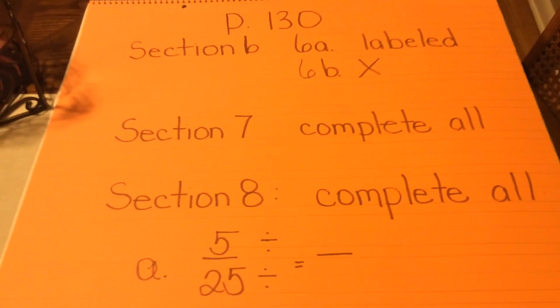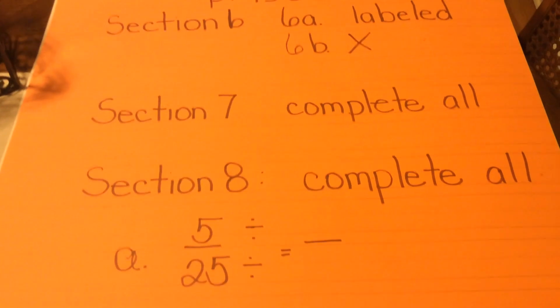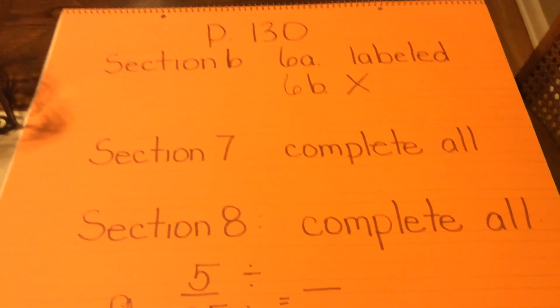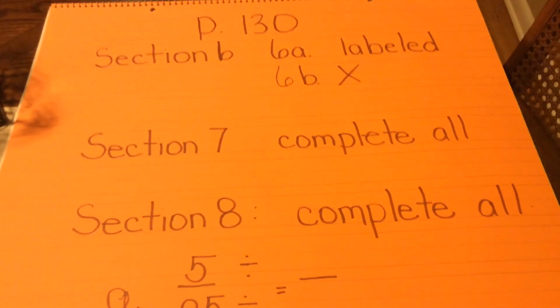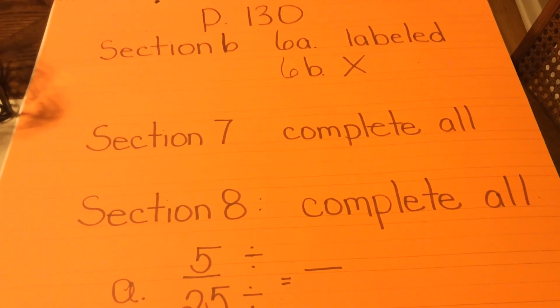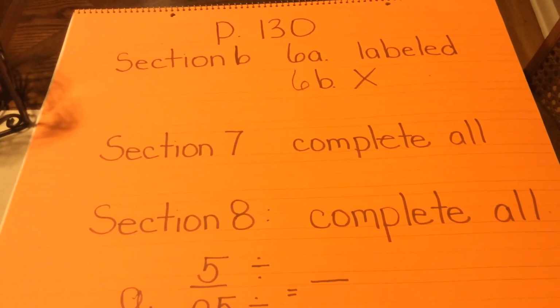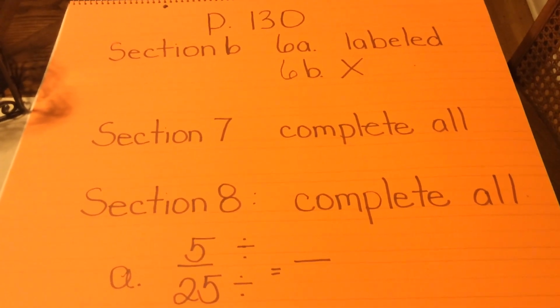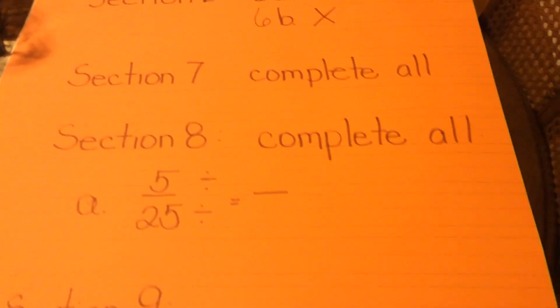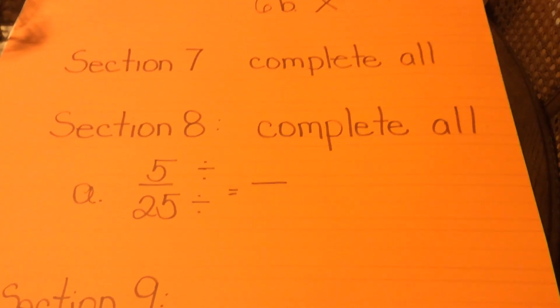All right, section 7, that was improper fractions that we converted into either a whole number or a mixed number fraction, and that should be complete. That should be completed. Section 8, complete all.